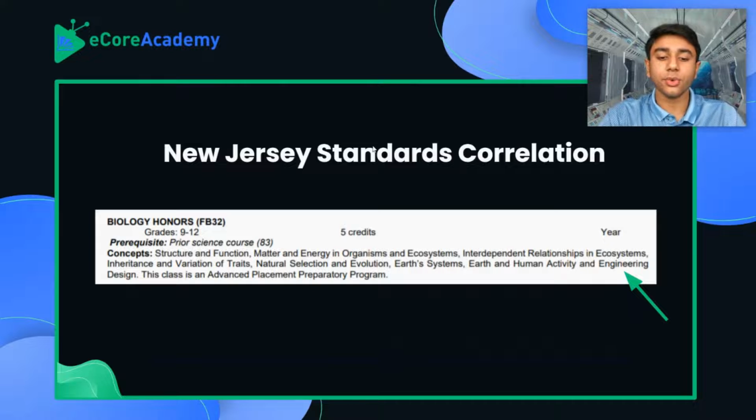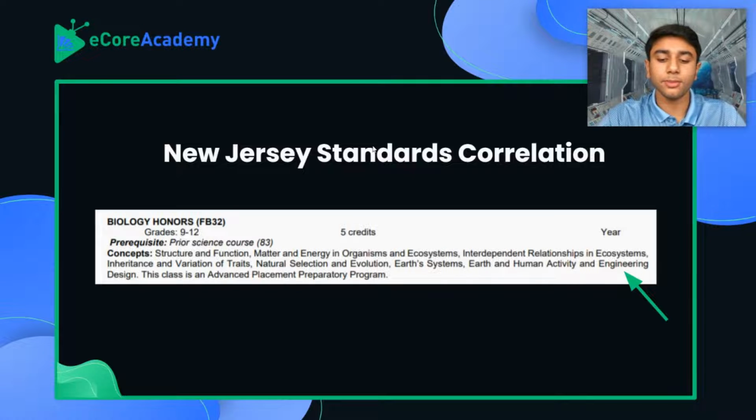According to standards correlation, New Jersey freshman biology classes will cover the scientific method. Below you can see the course handbook for our very own high school. The scientific method falls under the requirements of a freshman biology class. We teachers at eCoreAcademy based all of our course content off of these standards that we had to learn and follow when we took these classes in person.